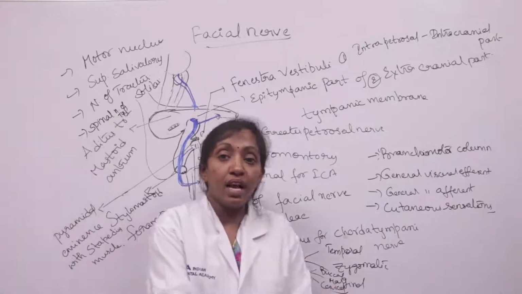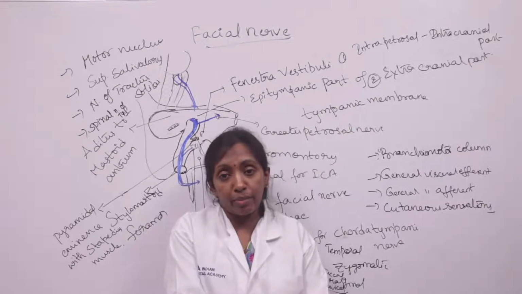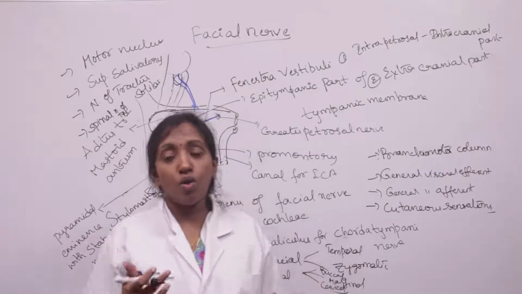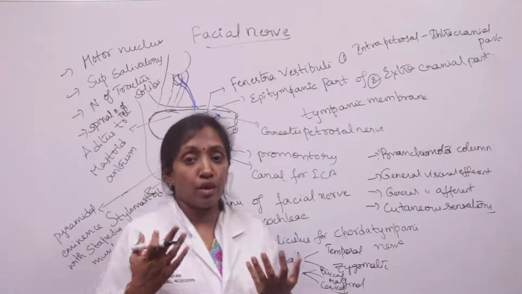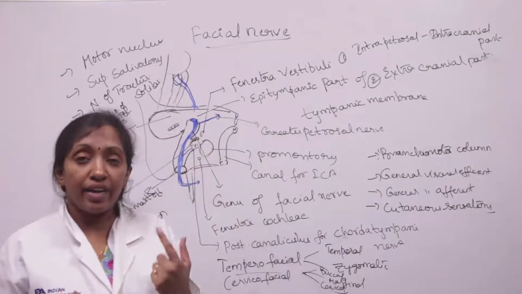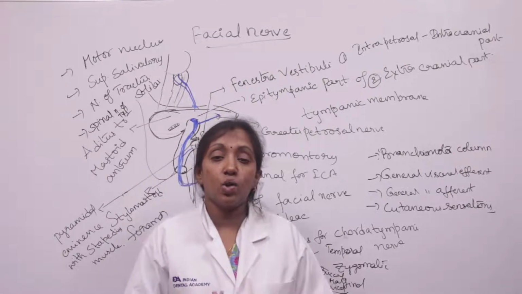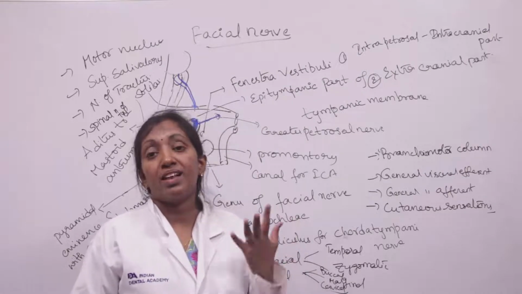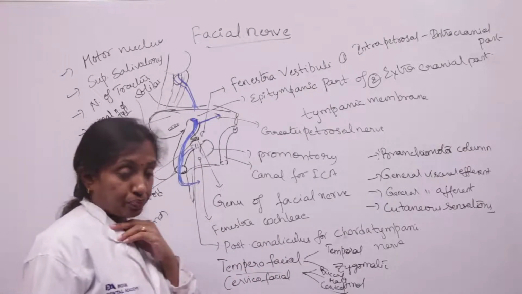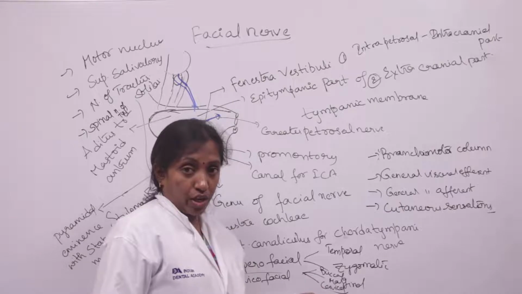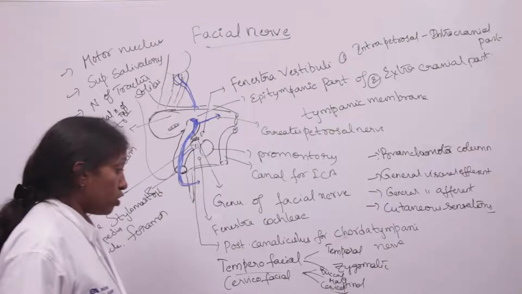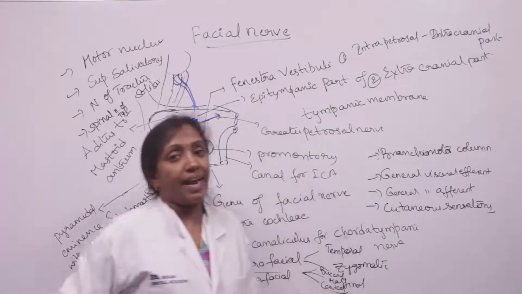So these supply the muscles derived from the second arch, nothing but the muscles of facial expression: frontalis and occipitalis, corrugator supercilii, orbicularis oculi, orbicularis oris, levator anguli oris, depressor labii inferioris, zygomaticus major, zygomaticus minor, and buccinator. All the muscles of facial expression are supplied by branches of the facial nerve. And the cervical branch supplies the platysma.